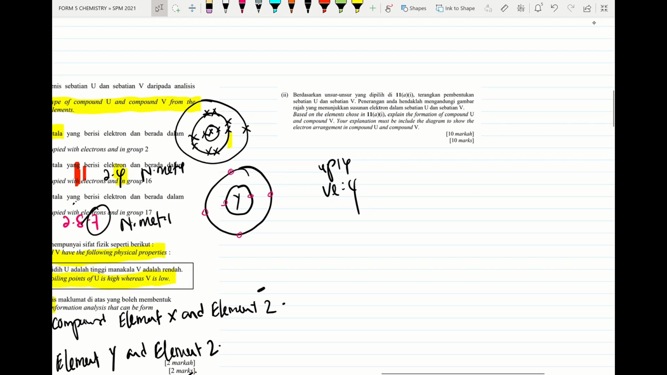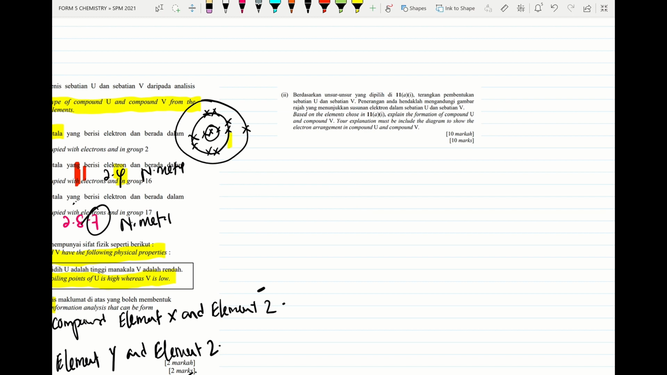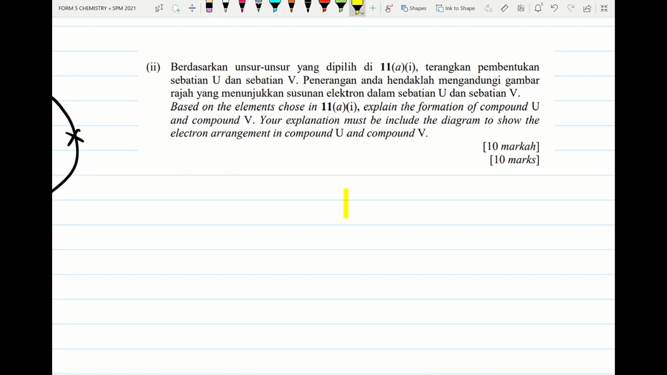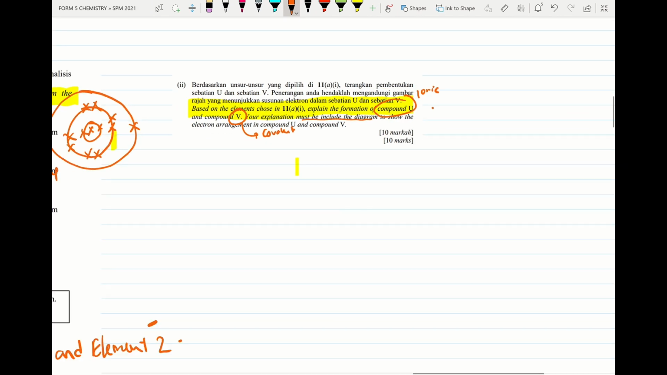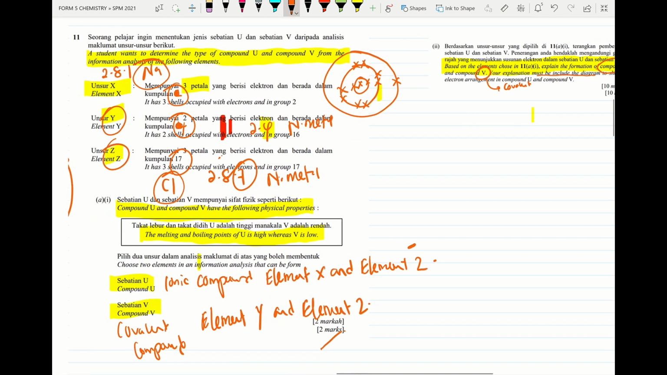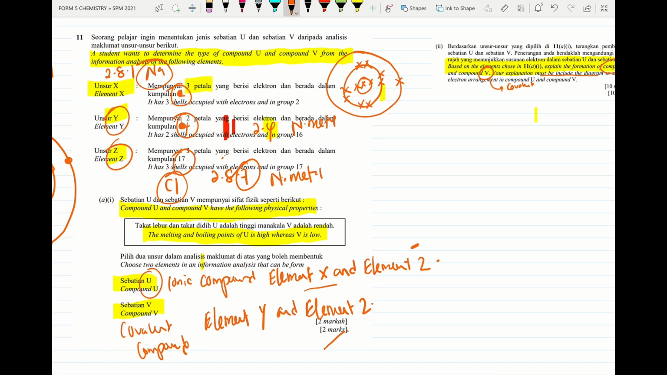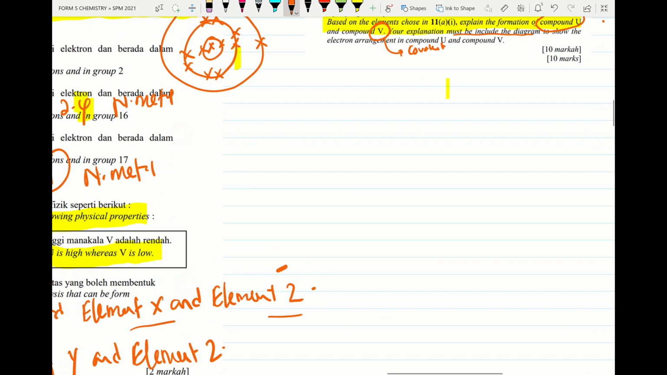Okay, now we go for another question, another type of formation of ionic compound and covalent compound. Please read this question. Based on the elements chosen in question 11A1, explain the formation of compound U. Compound U, we already know is an ionic compound, and compound V is a covalent compound. In your explanation you must include a diagram to show the arrangement of electrons in compound U. So how to answer this? Compound U is made up of element X and element Z. So I gather all the information.